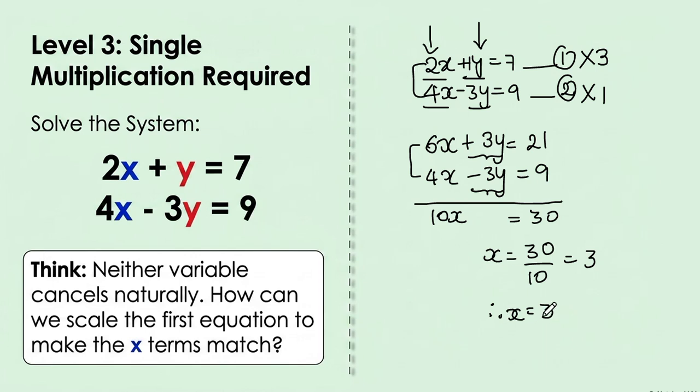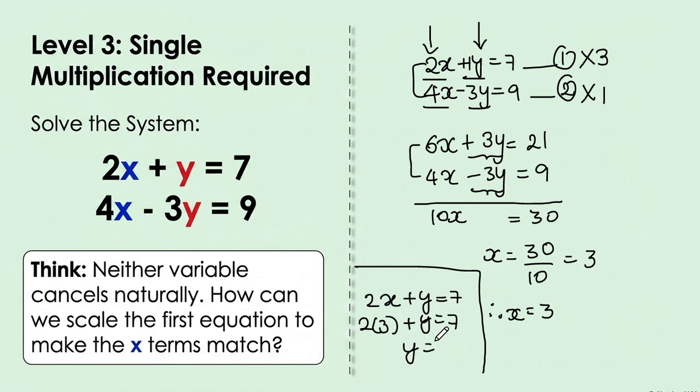If we put the value of x in one of the equations, let's put it in the first equation. The first equation is 2x plus y is equal to 7. So if we put x is equal to 3, 2 into 3 plus y is equal to 7. So y is equal to 7 minus 2 into 3, which is 6. So 7 minus 6 is nothing but 1. So the correct answer for this question is x is equal to 3 and y is equal to 1. Look at the next question.